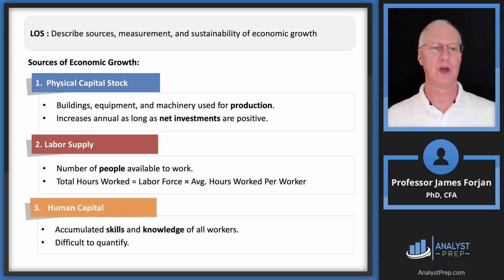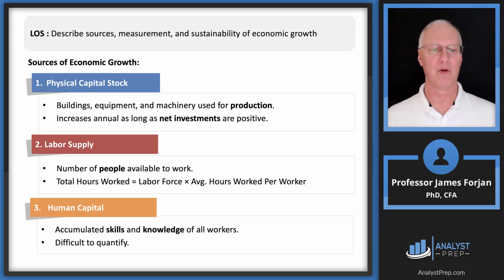All right, so let's go through these one at a time. So sources of economic growth, physical capital stock. This makes perfect sense, right? If we have more equipment, more machinery, more buildings, that probably is the result that we found wealth increasing projects. And so notice we have there increases annually as long as net investments are positive, right? So increasing physical capital stock. Just think of positive net present value projects.